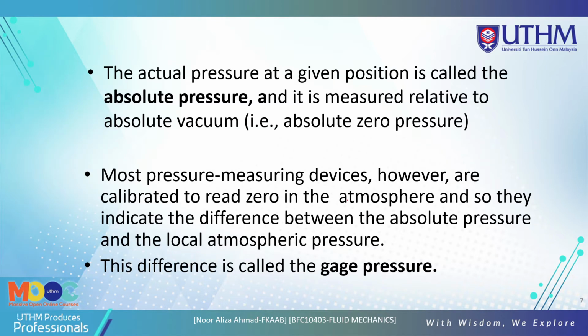Now the actual pressure at a given position is called the absolute pressure, and it is measured relative to absolute vacuum. Most pressure measuring devices, however, are calibrated to read 0 in the atmosphere, so they indicate the difference between the absolute pressure and the local atmospheric pressure. This difference is called the gauge pressure.